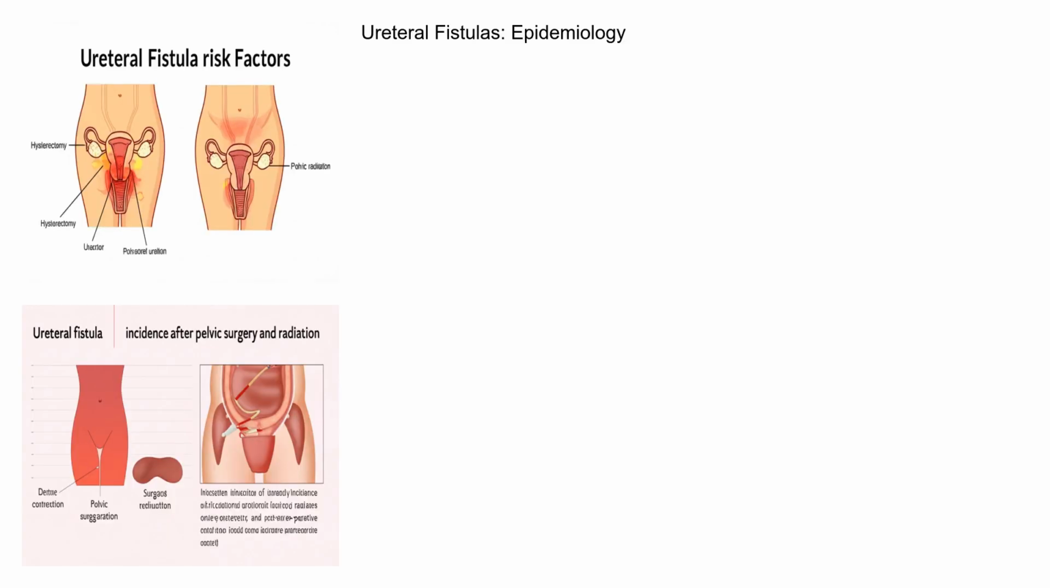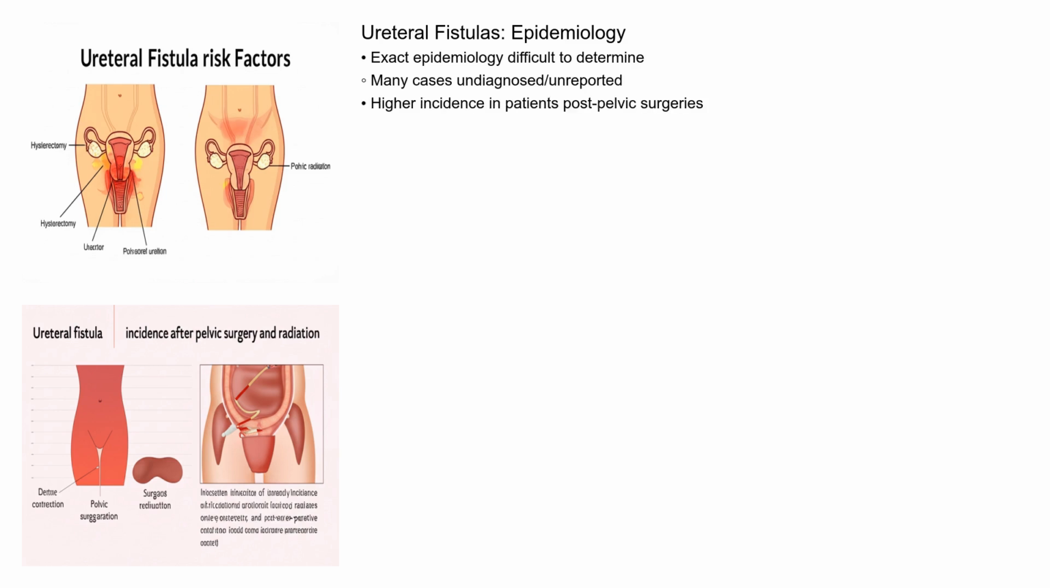The exact epidemiology of ureteral fistulas is difficult to pinpoint, as many cases may go undiagnosed or unreported. However, we do know that the incidence is higher in patients who have undergone pelvic surgeries, particularly radical hysterectomies for gynecologic cancers. Similarly, individuals who have received radiation therapy to the pelvis are at increased risk. Women are statistically more prone to developing ureterovaginal fistulas due to their anatomical proximity, with the ureter being close to the vagina and uterus.